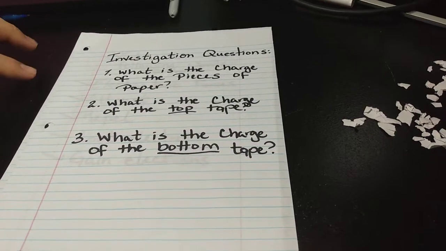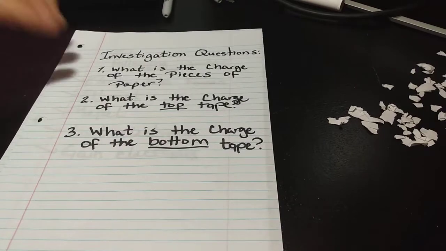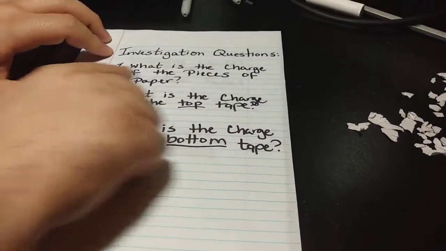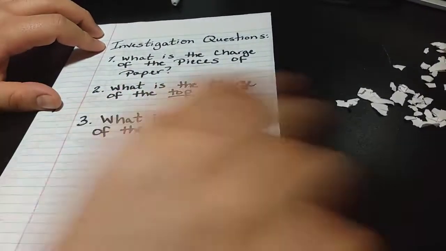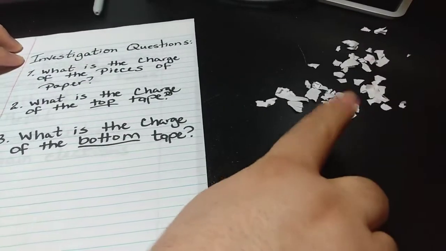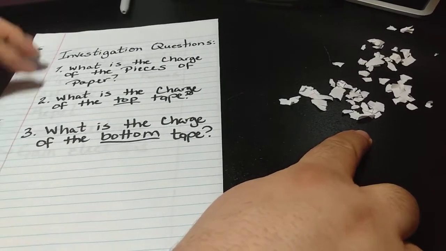All right, everyone. So today, what we're working on is an investigation. And this investigation has three questions, right? So here are three guiding questions. The first one is, what is the charge of the piece of paper? And the piece of paper right here to your right, all they are loose leaf pieces of paper that were cut into little chunks. Okay, so that's the first investigative question.